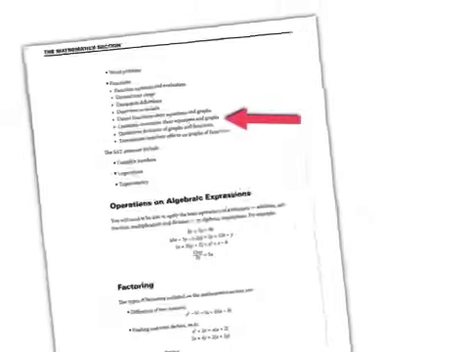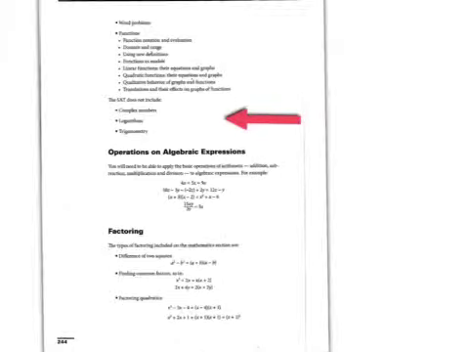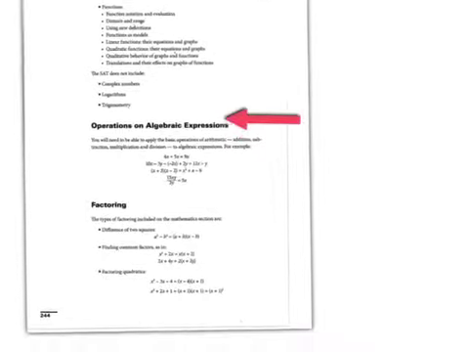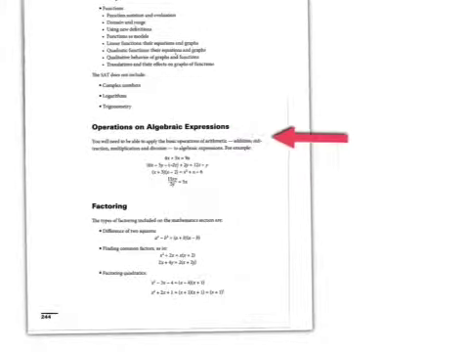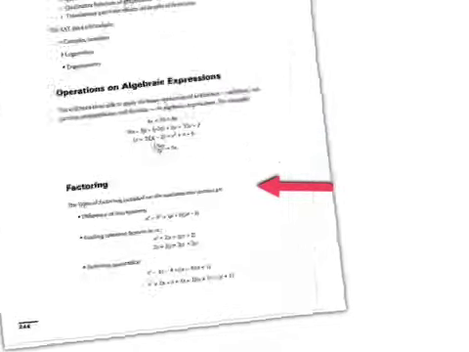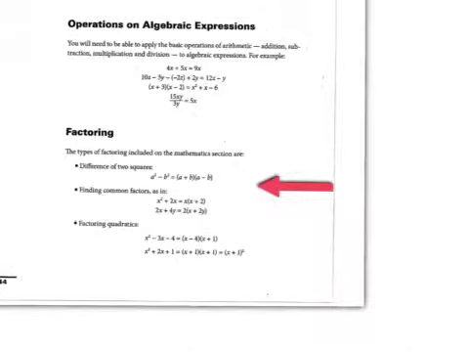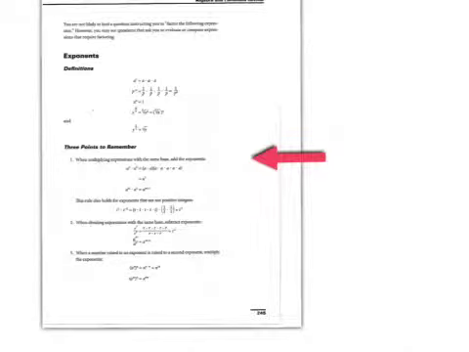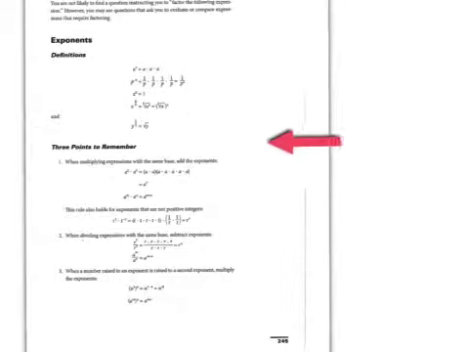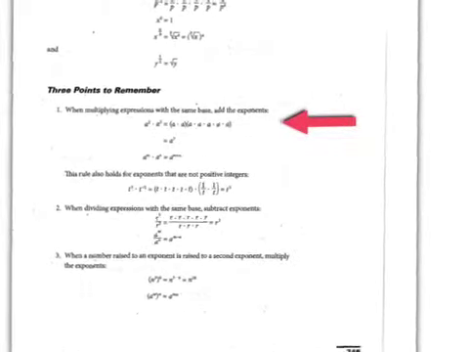So you can expect the test isn't going to be easy by any means, but you don't have to worry about logs, you don't have to worry about trig, and things of that nature, okay? You could look at this. It goes through operations on algebraic expressions, combining like terms. Factoring is huge: difference of two squares, finding common factors, factoring quadratics. All that stuff's important. Exponents, definitions, three things to remember I thought were interesting.